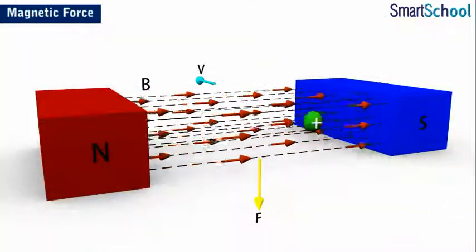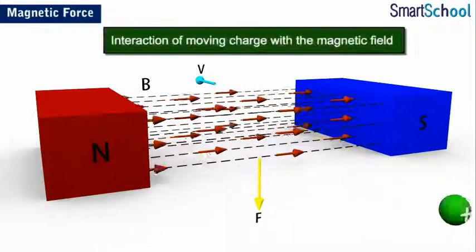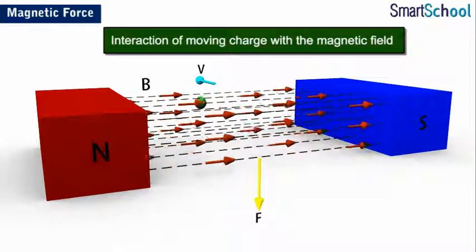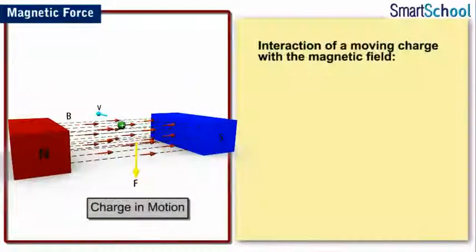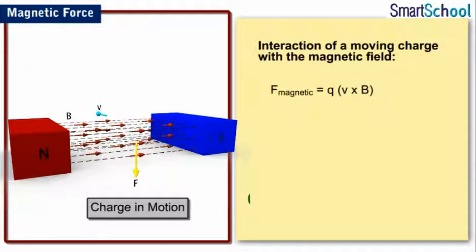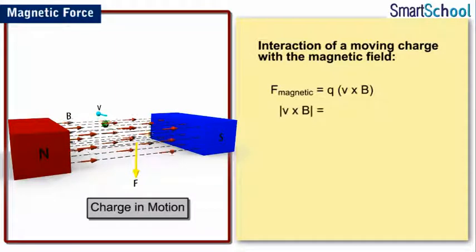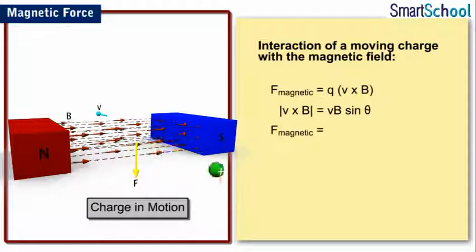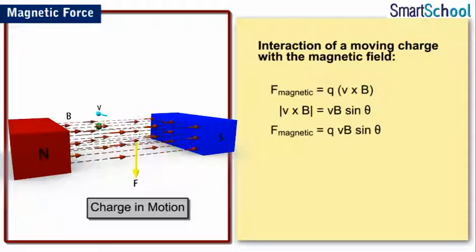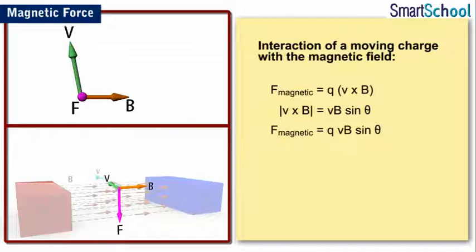Now, let us discuss in detail the interaction of a moving charge with the magnetic field. As you know, the force experienced by a moving charge due to the magnetic field is F magnetic is equal to Q into V cross B. As V cross B is equal to VB sine theta, the magnetic force on charge F magnetic is equal to QVB sine theta, where the angle between the directions of V and B is equal to theta.